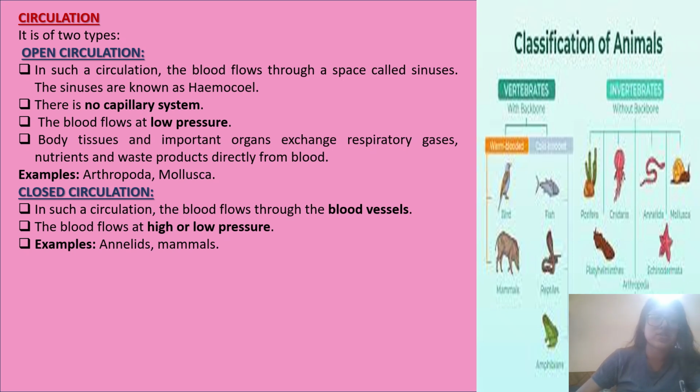Example: arthropoda and mollusca. Closed circulation system. In such a circulation, the blood flows through the blood vessels. The blood flows at high pressure.